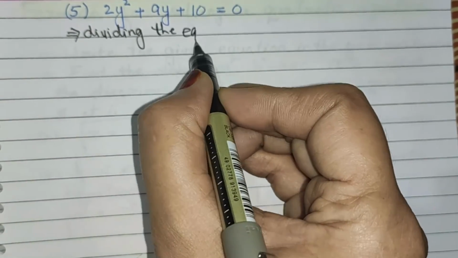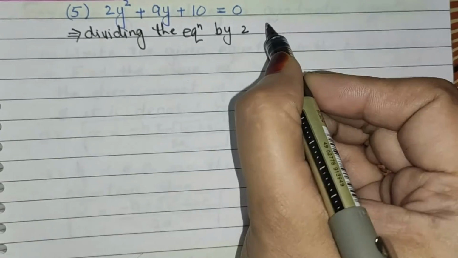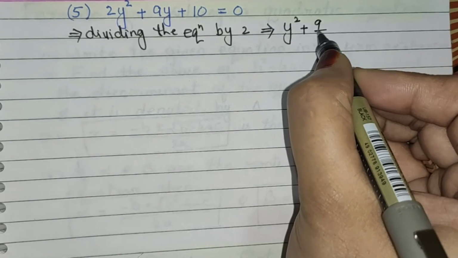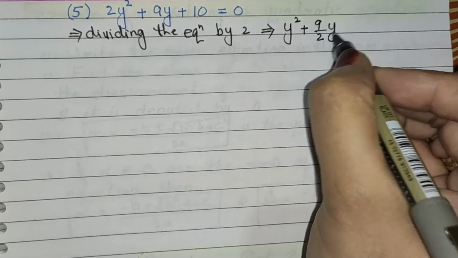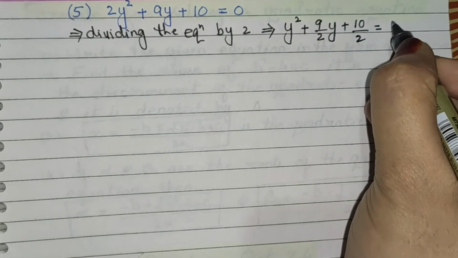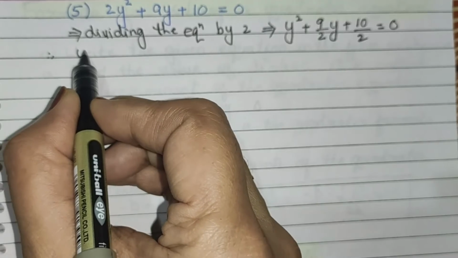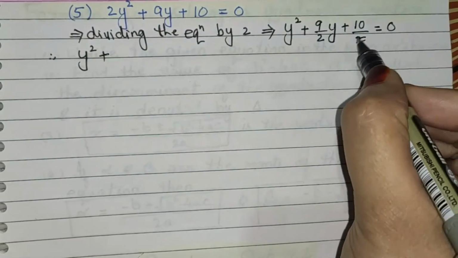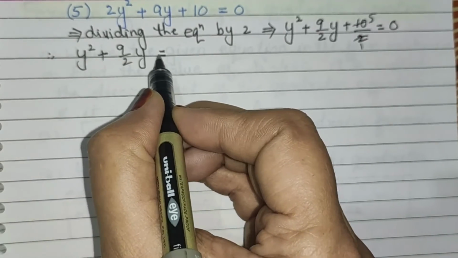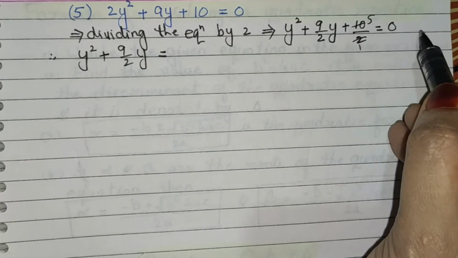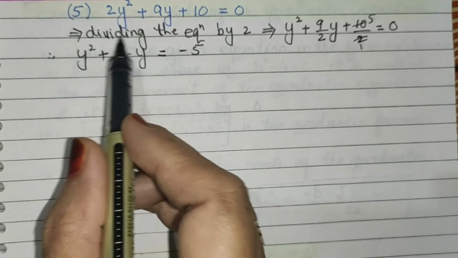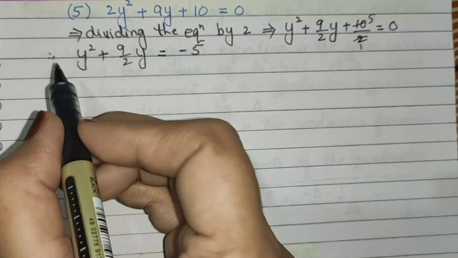Dividing the equation by 2, we get y square plus 9 upon 2y plus 10 upon 2 is equal to 0. Therefore, y square plus 9 upon 2y, and transpose the constant term to right hand side. 2 fives are 10, so we get minus 5 here.